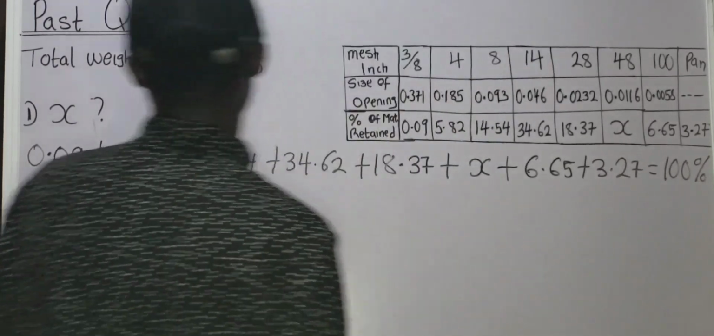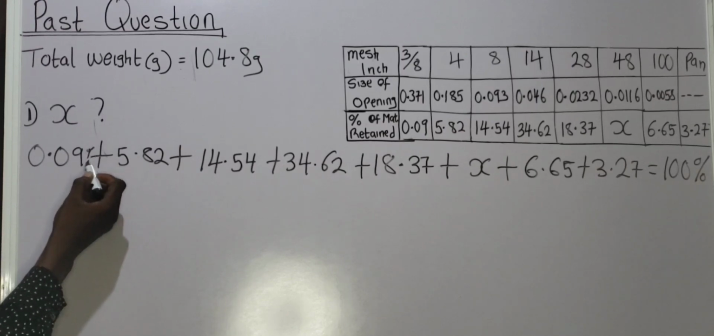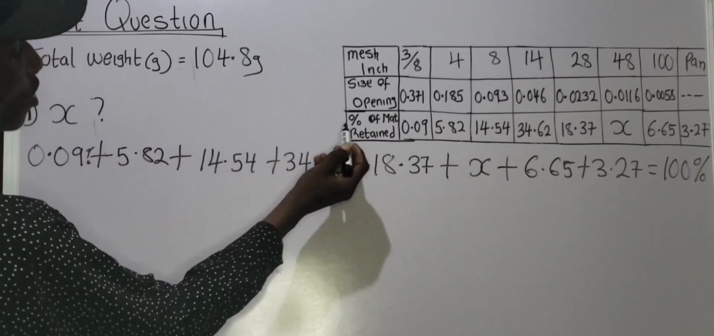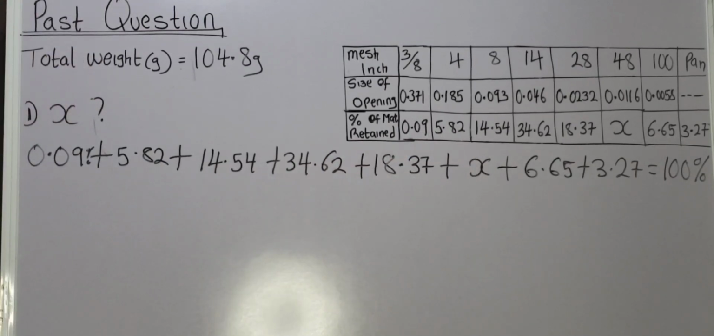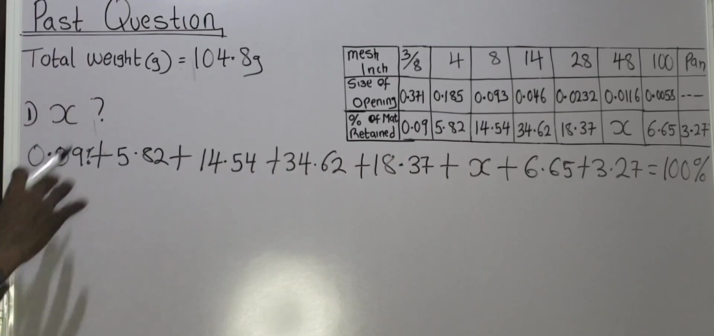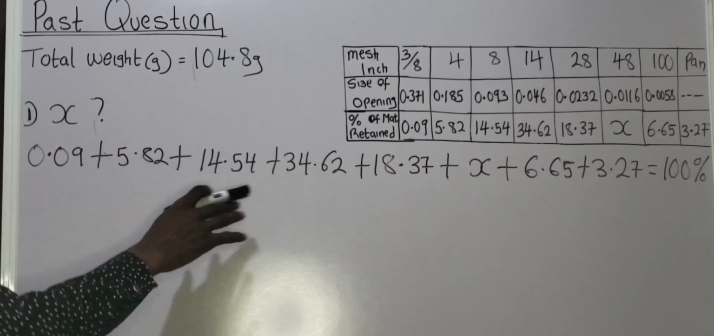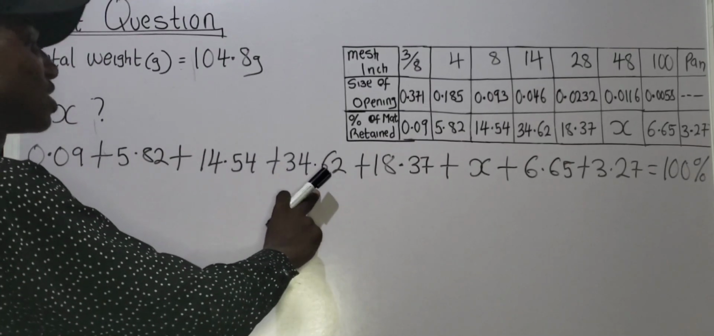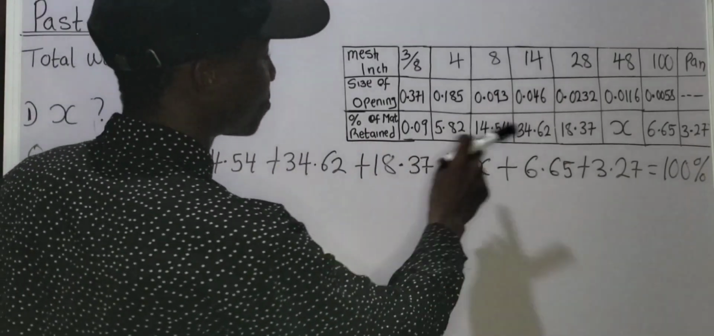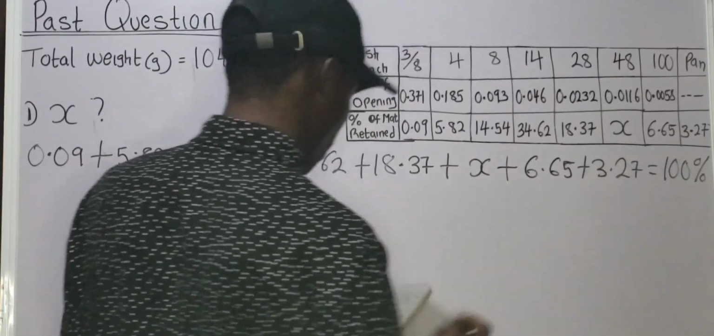You understand? All these are in percentage. I have already put percent here, so I don't need to put it inside each cell, but they are all expressed in percent. Now let us sum this up: 0.09 plus 5.82 plus 14.54 plus 34.62 plus 18.37 plus x plus 6.65 plus 3.27.